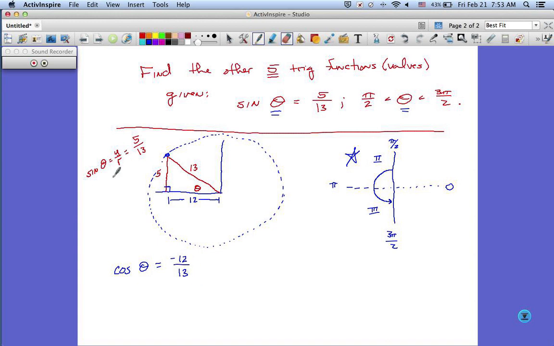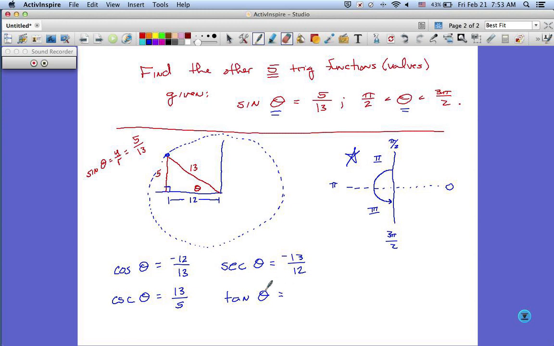If I know sine is 5 over 13, that tells me that cosecant is 13 over 5. If I know cosine is negative 12 over 13, that tells me that secant of theta is negative 13 over 12. And if I know sine and cosine, I also know tangent.